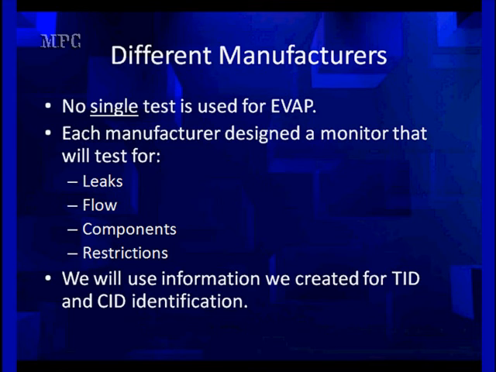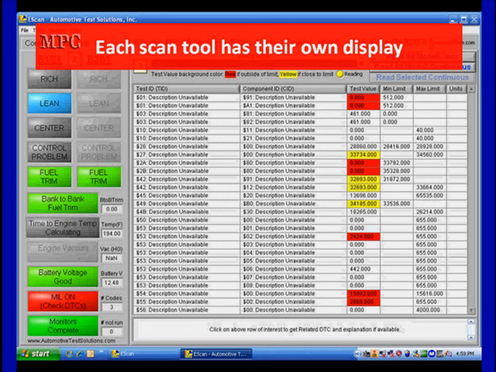Now, there is no single test used for EVAP. Each manufacturer has designed a monitor that's going to test for leaks, flow, the various components and restrictions. We will use the information we created for TID and SID identification to tell you what's going on and hopefully help you understand the definitions so that when you read something, you'll understand what they're talking about.